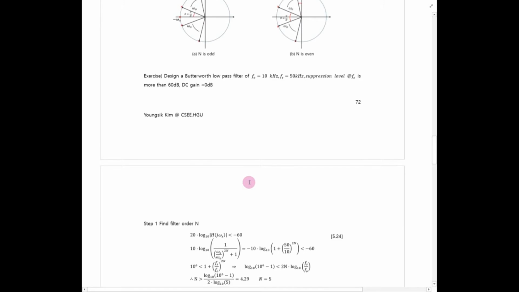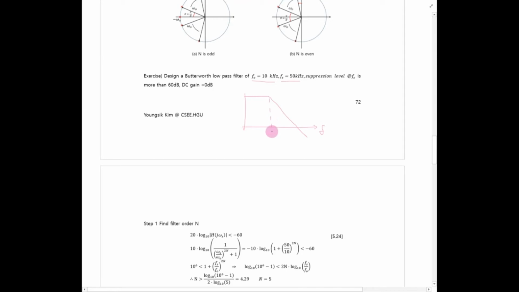Okay, here is an example. We would like to design a Butterworth filter with corner frequency 10 kHz and stop band frequency 50K. We didn't mention what these mean. It means that when we test the frequency response, the magnitude is decreasing at a certain corner. This frequency is called the corner frequency.